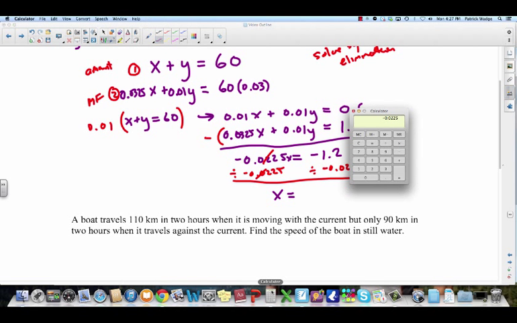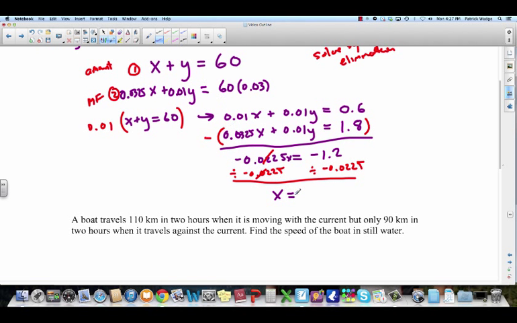And what I need to divide is 1.2 divided by 0.0225. And if I do that, I get 53.333333, 53 and a third. Let's just round to one decimal place. We'll call it 53.3. So our answer is x equals 53.3. Awesome. Now we need to substitute to get what y is.